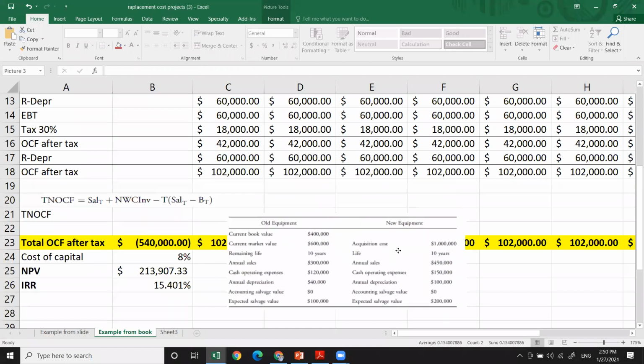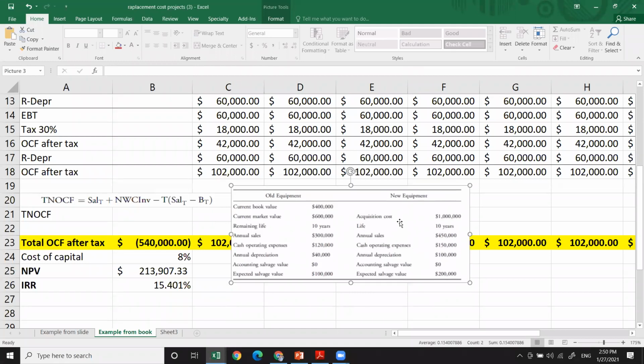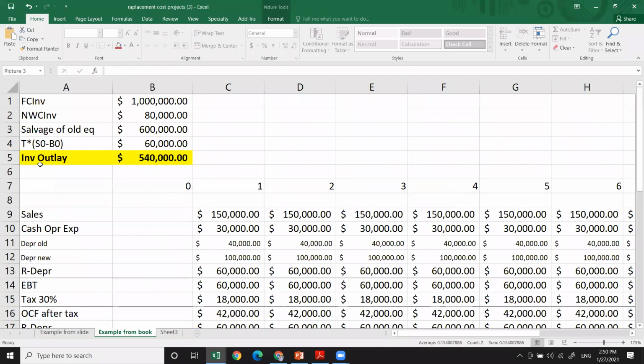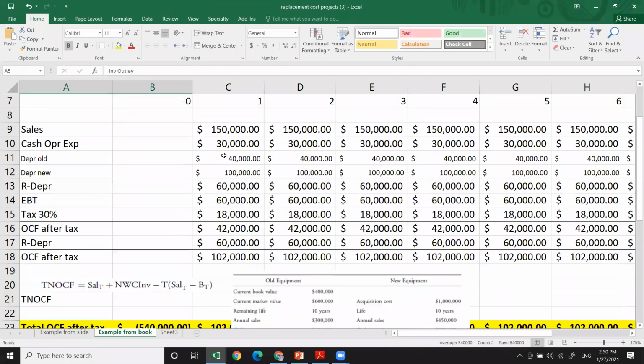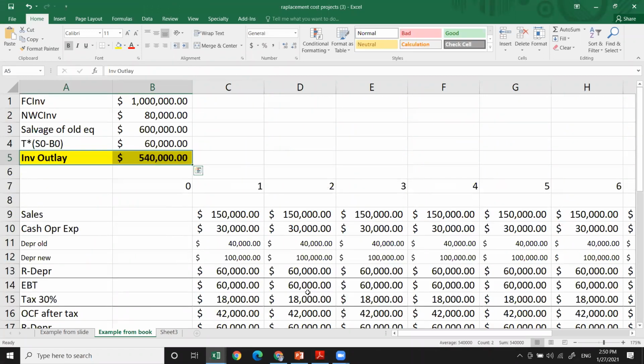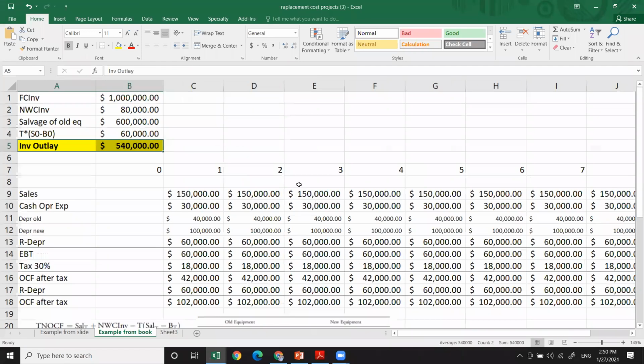Sorry. Yes, please. Where do we get our 540,000? It's our investment cost. Okay, it's our investment cost. Thank you. You're welcome.